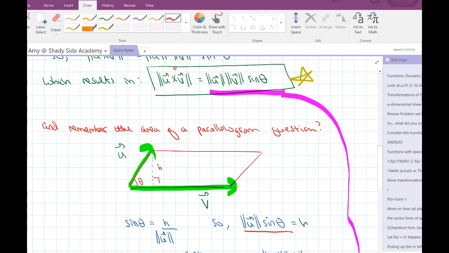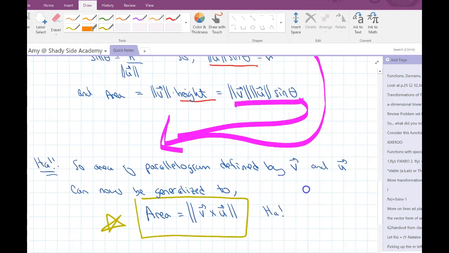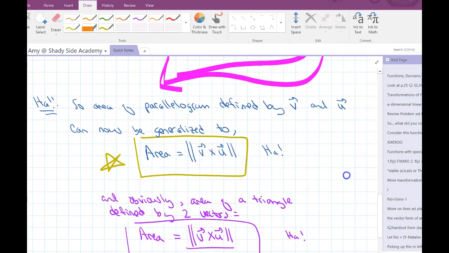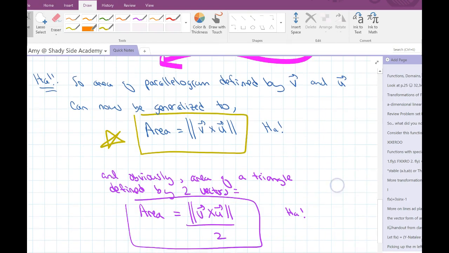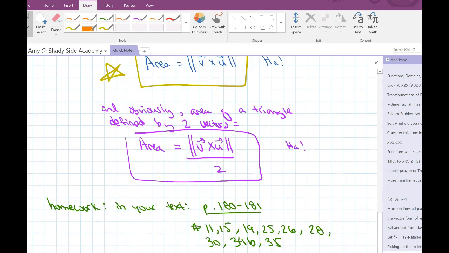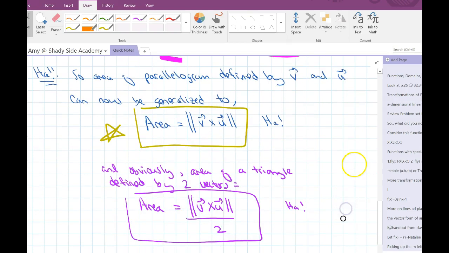Look at that. So from now on, when you are finding the area of a parallelogram defined by two vectors, you can just say the area is going to be the magnitude of v cross u. Yay! And obviously, if you're asked to find the area of a triangle defined by two vectors, that would just be the magnitude of v cross u divided by 2. And that, ladies and gentlemen, concludes this reluctant offering of shortcuts.